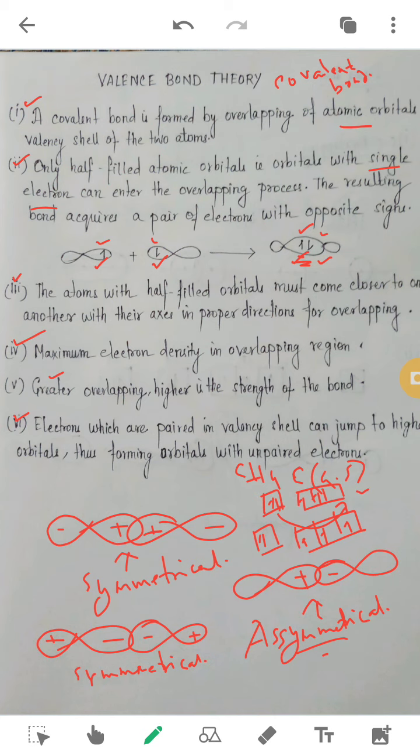So now how many do you get? You get 4 such unpaired electrons, 4 such orbitals where you have only one electron. So that can go for covalent bond formation. Okay, that has been explained by the 6th postulate over here. Next we go for some other topics.